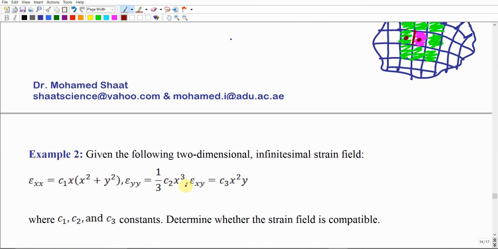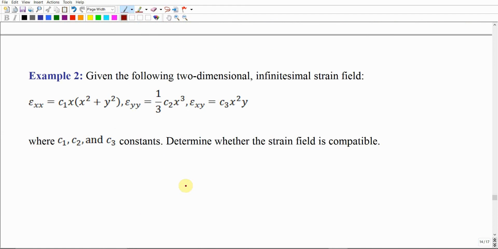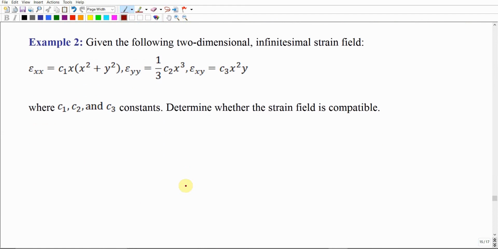Make sense? Now I'm going to give you some examples on using these compatibility conditions, especially to know how we can find the displacement field from the strain field under this compatibility condition. We practiced before how, starting from the displacement field, we can find the strain. Here we are talking about the inverse problem: the strain is given, so what about the displacement field?